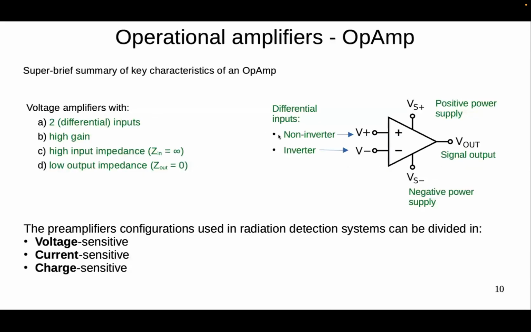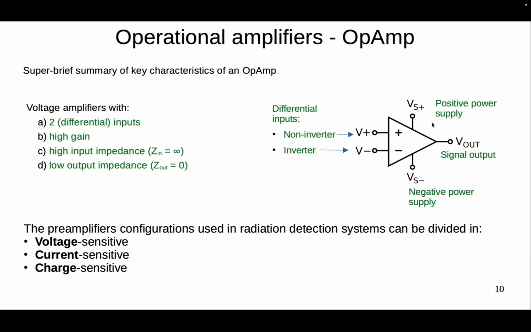What does it mean? Between these two terminals, we will have a difference of voltage. At the end, that's what matters for the operational amplifier to amplify. And the full range of an op amp is basically the voltage that we have in the power supplies, from the positive and the negative.